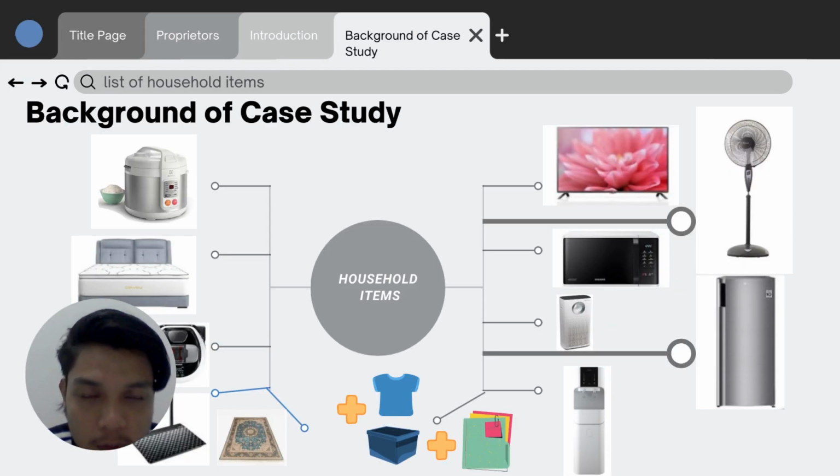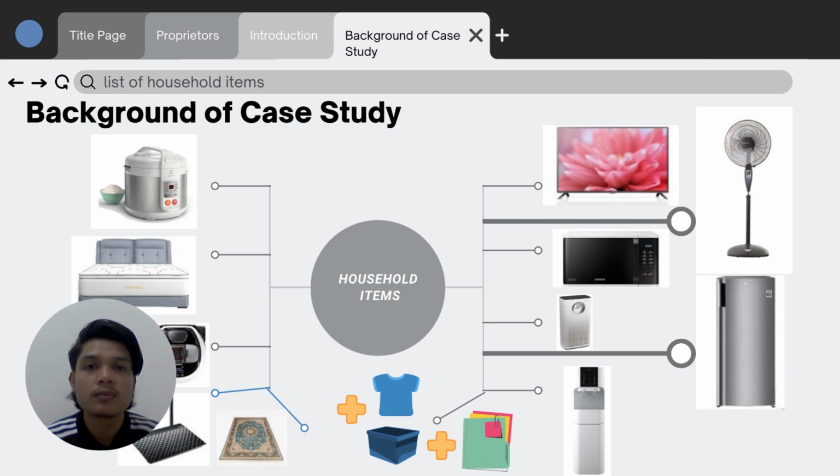Okay, next we're going to go to the background of the case study. In this slide, I will present the list of household items that has been listed. All of them total 12. And for the criteria, I will be focused on the weight.